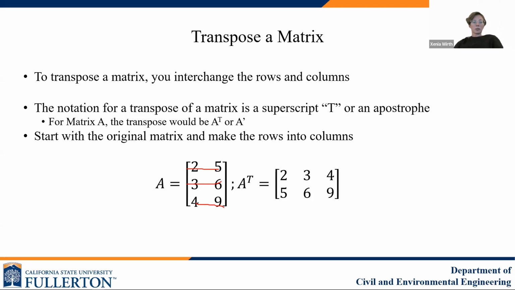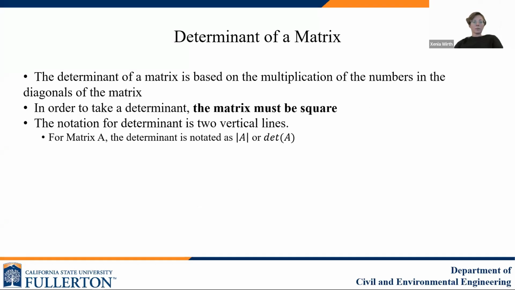So the transpose of this is my first column in this matrix is 2, 5. My second column is 3, 6. And my third column is 4, 9.